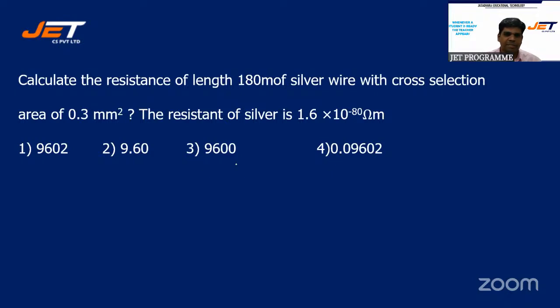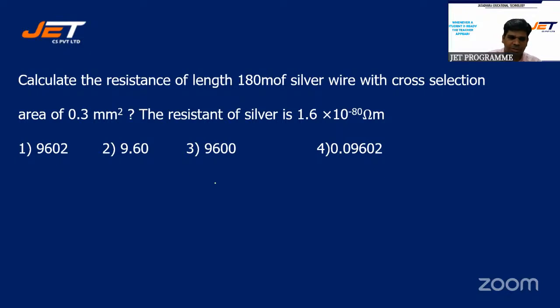All right, look at this. Calculate the resistance of length 180 meters of silver wire with cross-section area of 0.3 meter square. The resistivity of silver is given as 1.6 into 10 power minus 8 ohm meter.